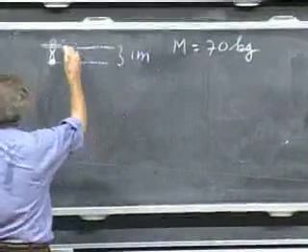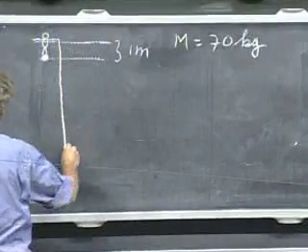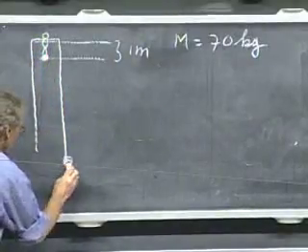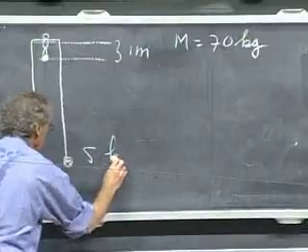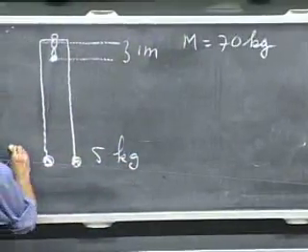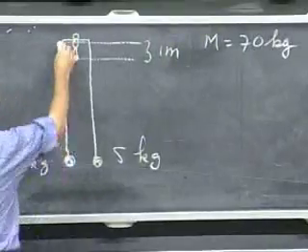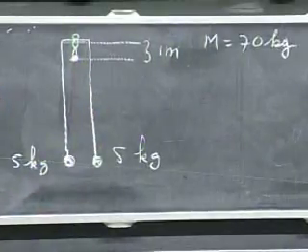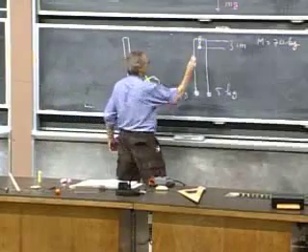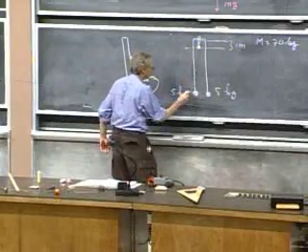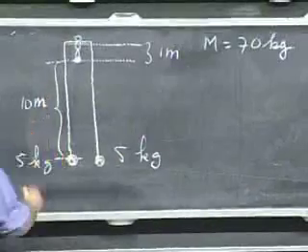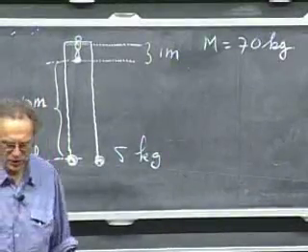And it goes down quite a distance. And I put here a mass of 5 kilograms. And I put here a mass of 5 kilograms. And let's assume that this structure is very lightweight, so that we can ignore that. And that this distance be 10 meters. Where is the center of mass of this system?